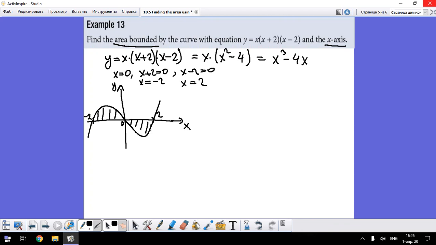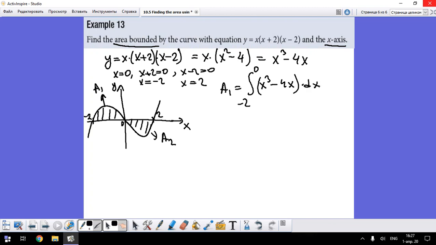So how to find this area? First, guys, we should calculate it. We should divide the areas as follows. The area, let us say this is A1, and let us say this is A2. How to find A1? A1 will be, we need to start from minus 2 to 0, and the function x cubed minus 4x.